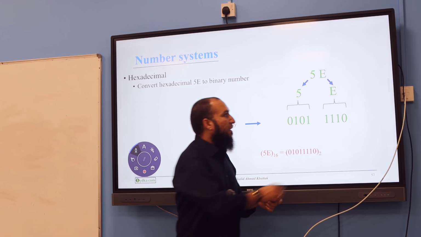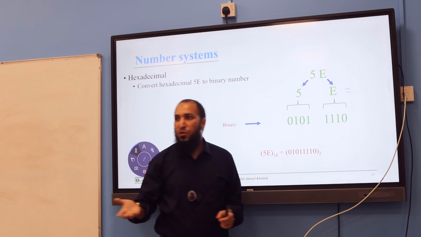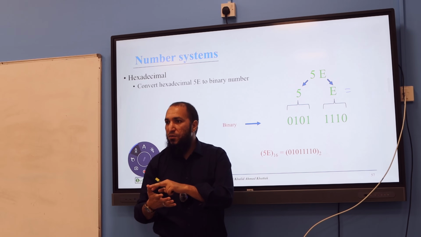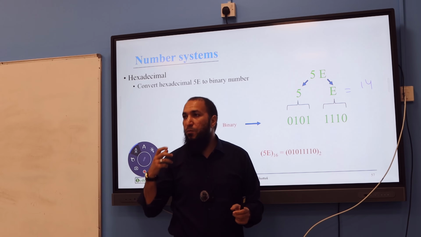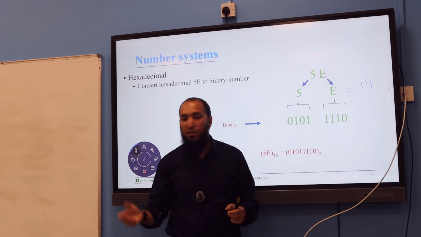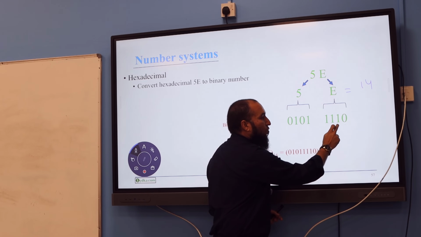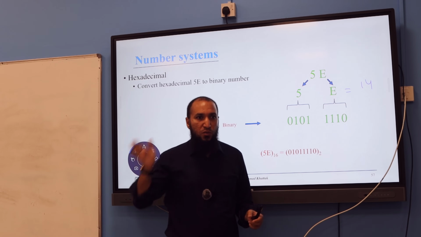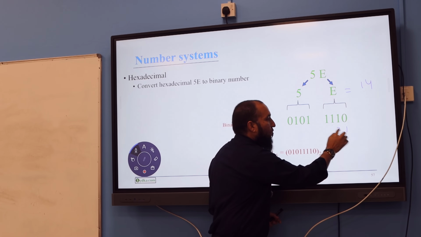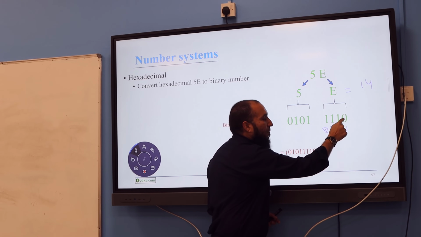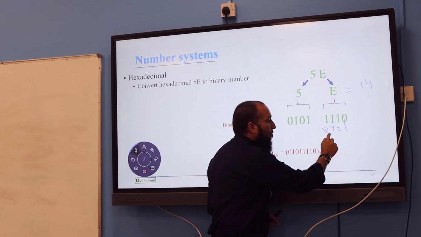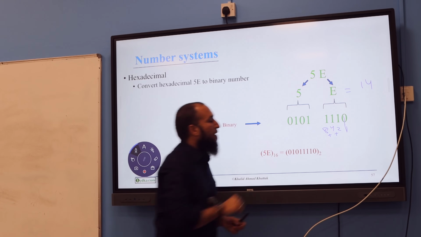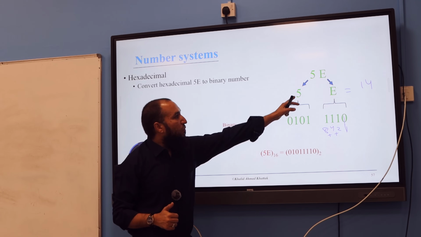So E is equal to what in normal numbers? 14. And remember, when you become an expert in conversion, you simply do like this: 1, 2, 4, 8. Remember, 1, 2, 4, 8. So 1 multiplied by 0 is 0, and then 2, 4, add all these numbers, so it's going to give us 8 plus 4 plus 2 is 14. Okay, done? Yeah.